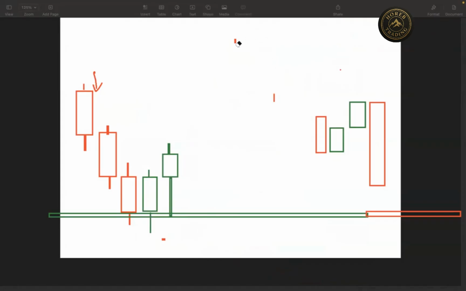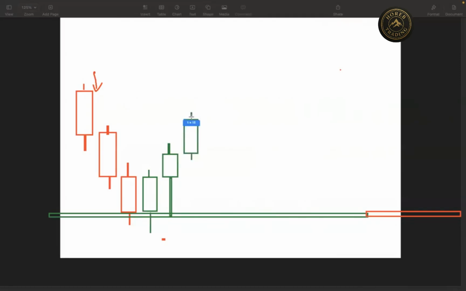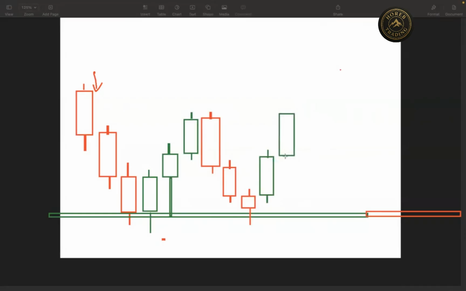For example, if we have a buyer entry, then sellers reverse, then sellers enter, and we have a rejection from this area. Then a buyer enters, then another buyer enters, then sellers enter, then sellers enter again. What will be next?